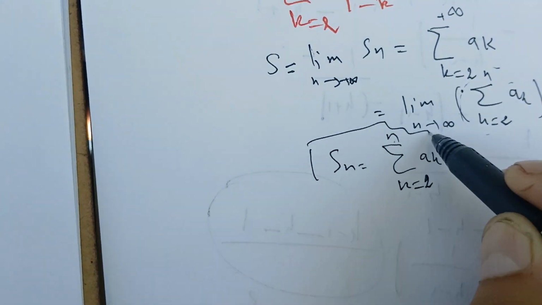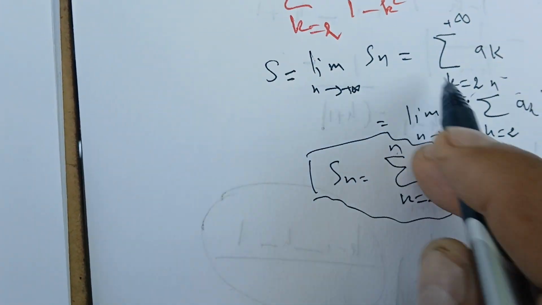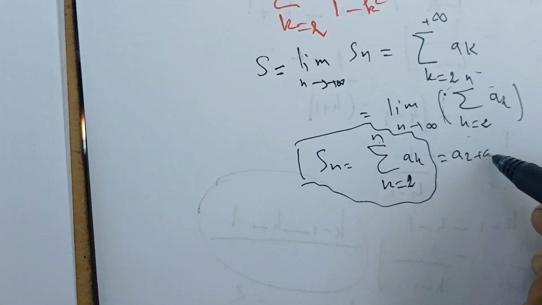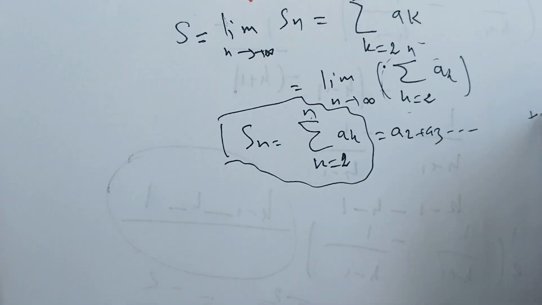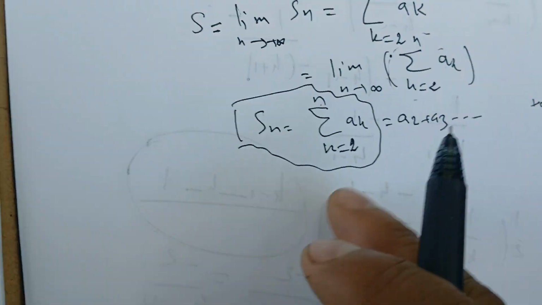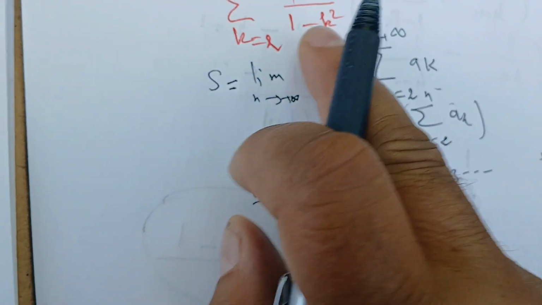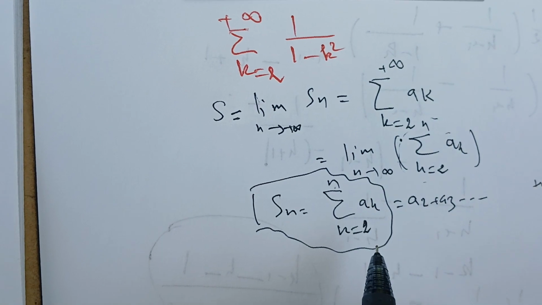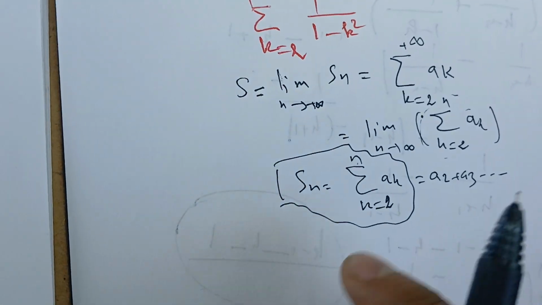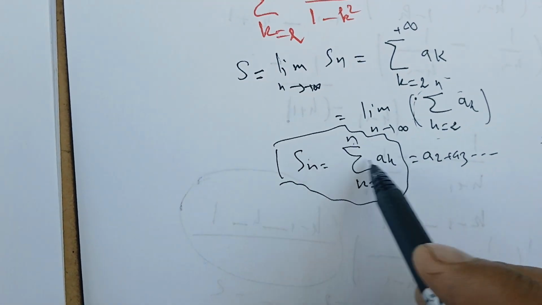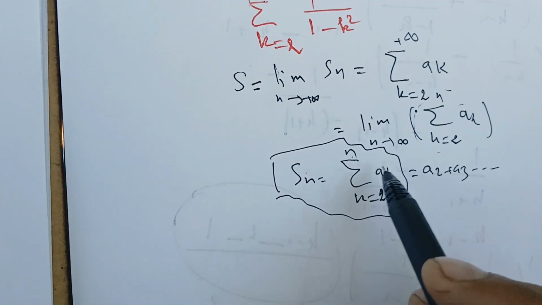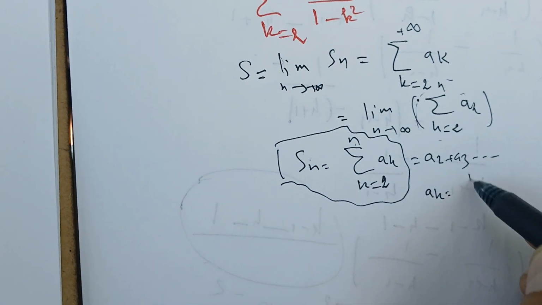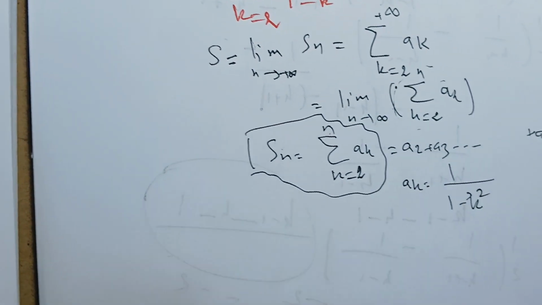So we add these ones, which in fact is a2 plus a3 up to an. In our case, we are starting from 2 because when k is 1, we have a problem. Sometimes we can start from 0, we have no problem, but we are talking about this case. So Sn is the sum of the terms. In our case, ak is just 1 over 1 minus k squared.